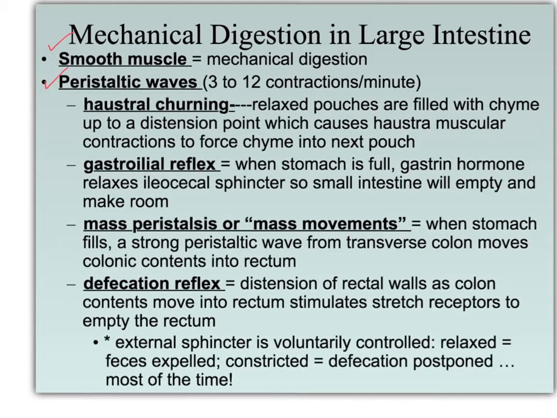And one of the things that happens right away is that as soon as you eat food, you get what's called mass peristalsis or mass movements. So you eat food, so anything that is in your large intestine at the time is going to start kind of moving its way out so that it can be empty for incoming food to come into. And while that's going on, you have the haustral churning, which is where the chyme moves from pouch to pouch.